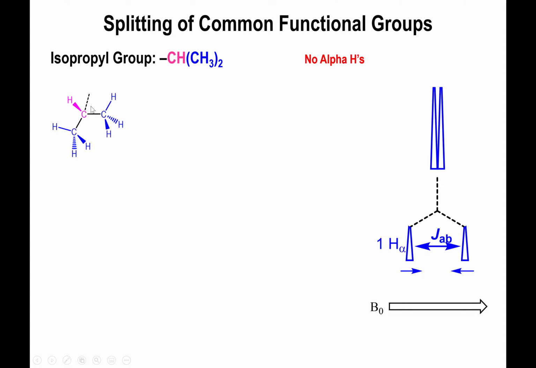So if the isopropyl group is bound to a carbon that doesn't have hydrogens, then all you will see is that the blue hydrogens, the CH3 hydrogens, are next to a carbon with an H, so they will be split into a doublet. And that doublet is going to be worth 6 hydrogens in total.